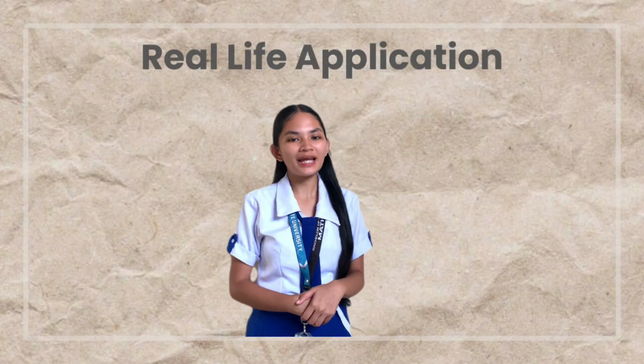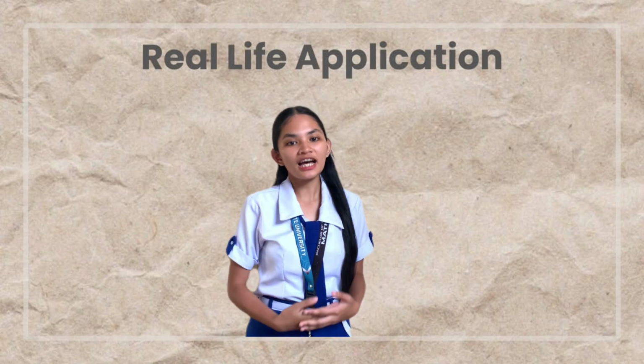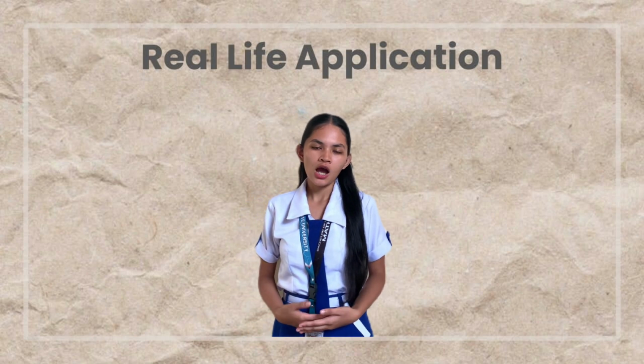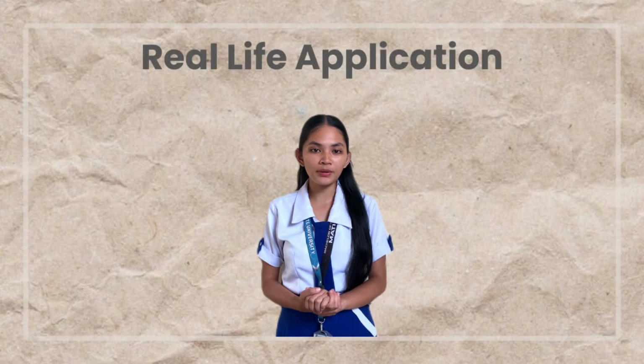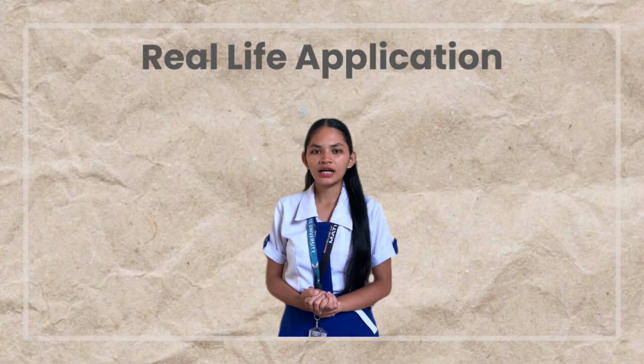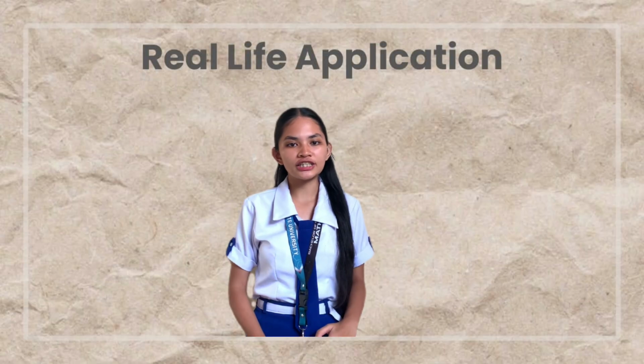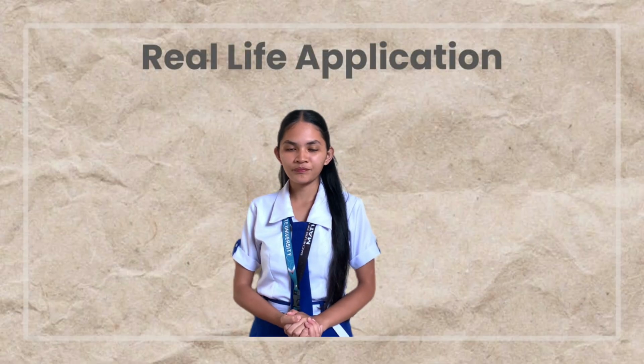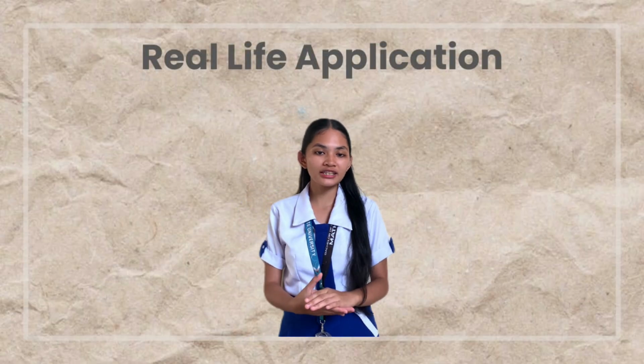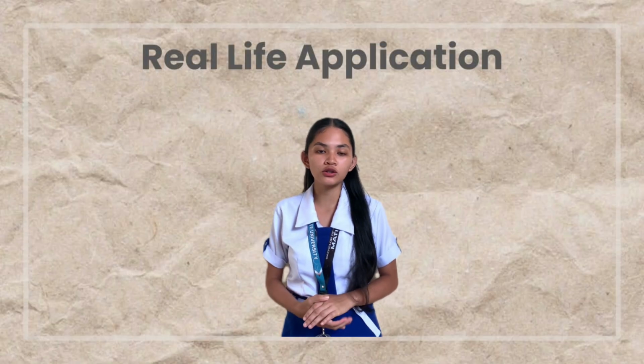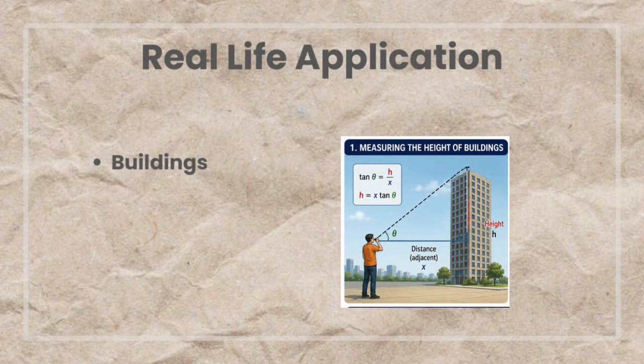Now that we know the basics of trigonometry, let's answer an important question. Where do we actually use trigonometry in real life? Trigonometry is not just numbers and formulas. It helps us measure things that are difficult or impossible to measure directly. For example, we use it in measuring the height of buildings. Instead of climbing a building, we can stay on the ground and use angles to find its height.